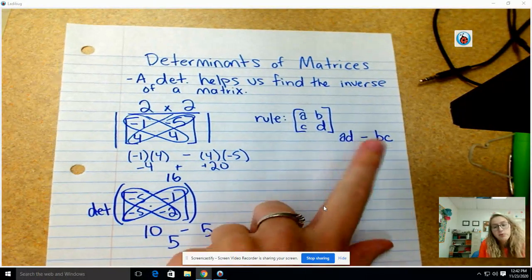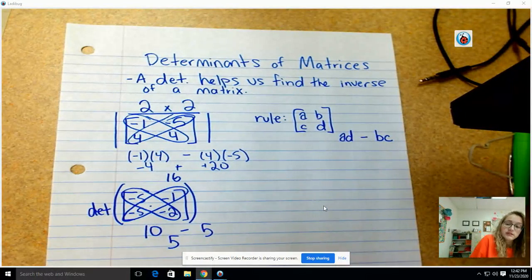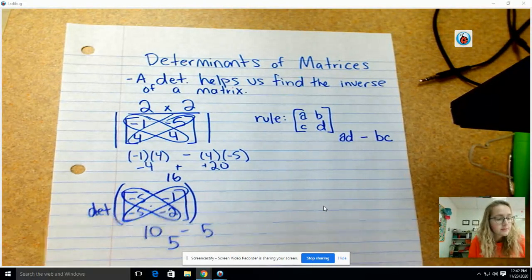Okay, so this is the rule for when you're dealing with 2 by 2 matrices, 2 rows and 2 columns. The rule gets a little bit different when you're doing 3 by 3 matrices.